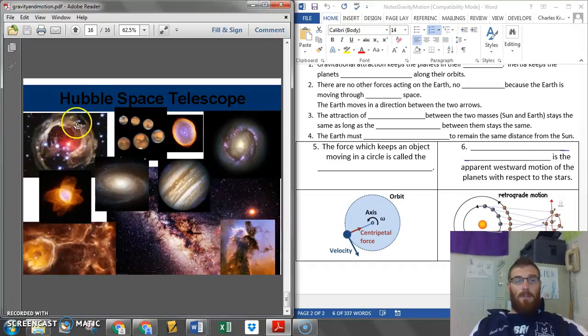There are also some images about the Hubble Space Telescope, which I encourage you to go look at, because as you can see from these examples, it is a very pretty sight to go out and see these.